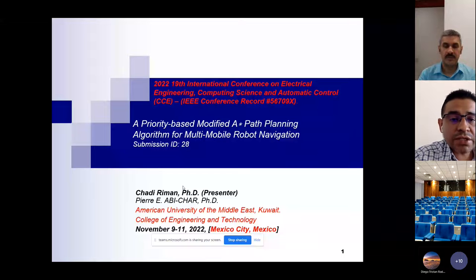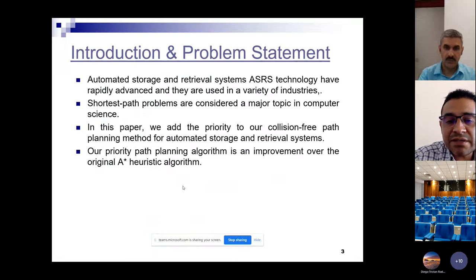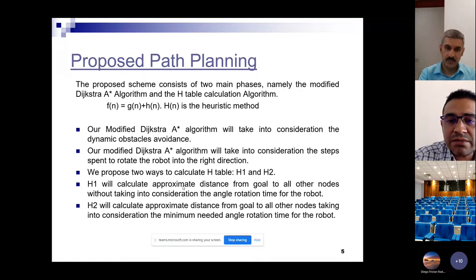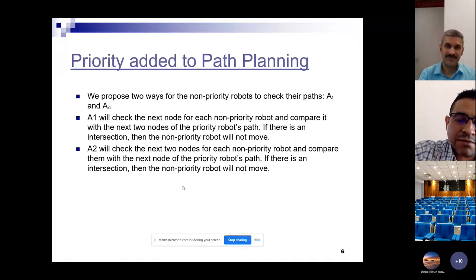Okay, I have a final question, Chadi. You consider two strategies, A1 and A2. I guess it is possible to add more strategies, A3 maybe, moving, analyzing three steps forward, stuff like that. Is it possible to consider that in the algorithm?